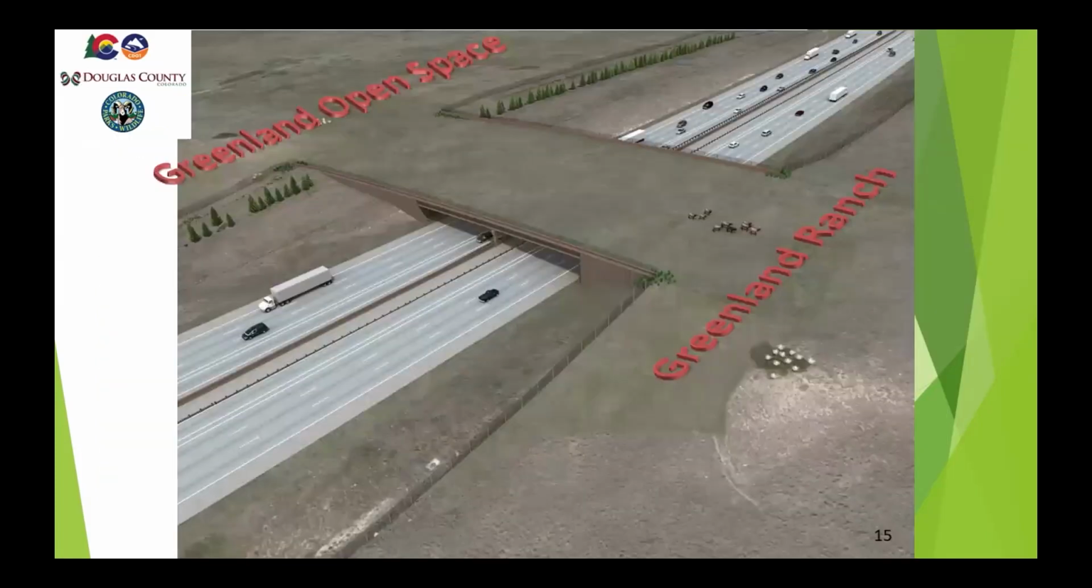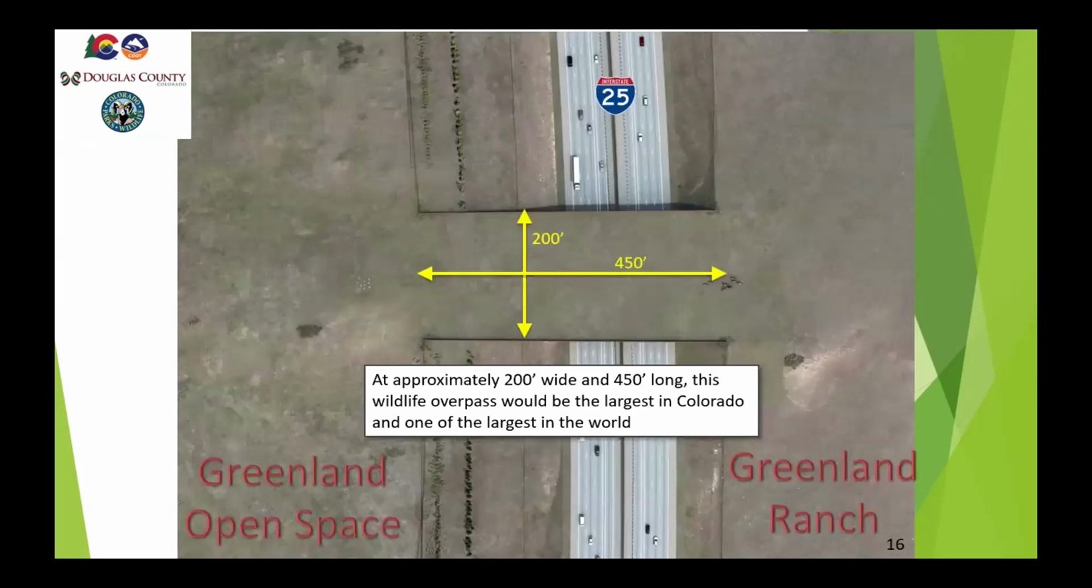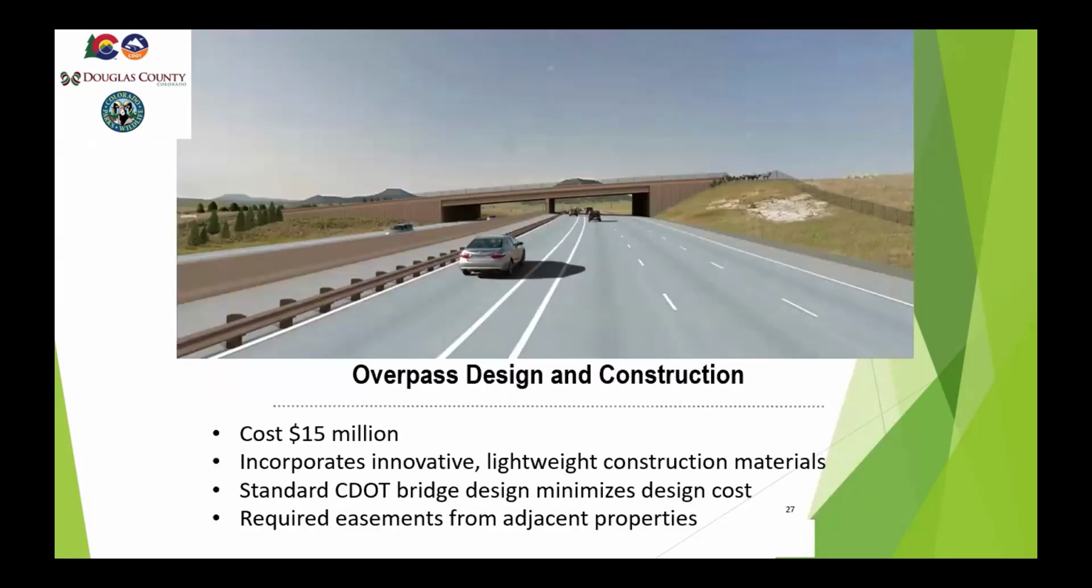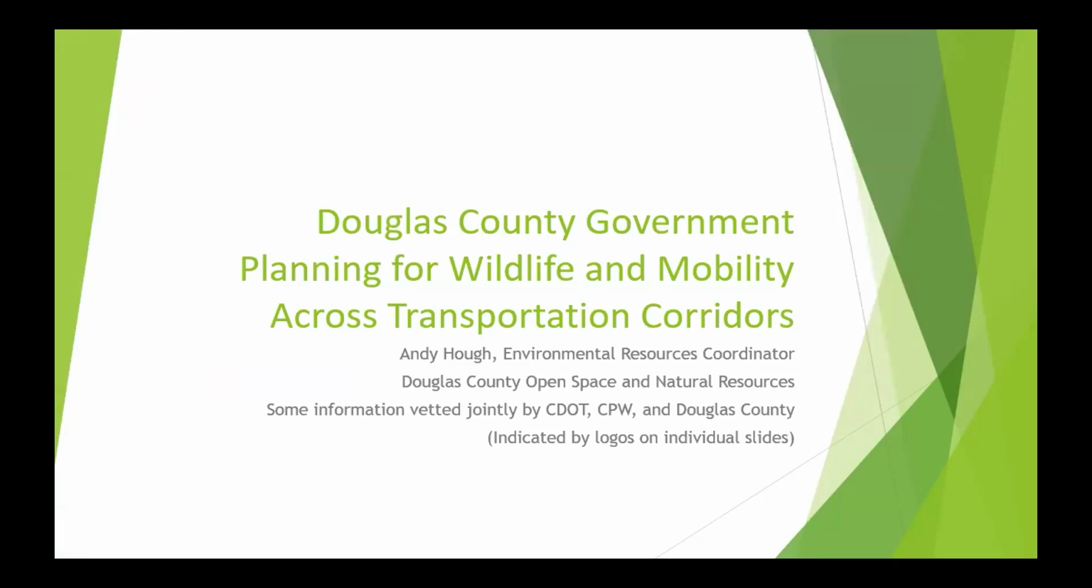We're seeing the different species using them in different locations. This is a mock-up of the Greenland Overpass, one of the largest in the world. It measures 200 feet wide by 450 feet long. It's got some very innovative design with some lighter soils and materials and insulation and things like that to keep vegetation alive on it. But again, it's under construction right now, and some of you get to see that on Wednesday. Again, that's summarizing what we've done over the last 30 years.